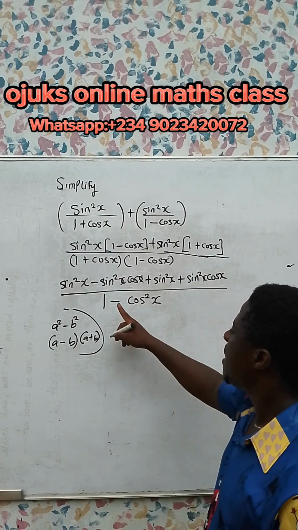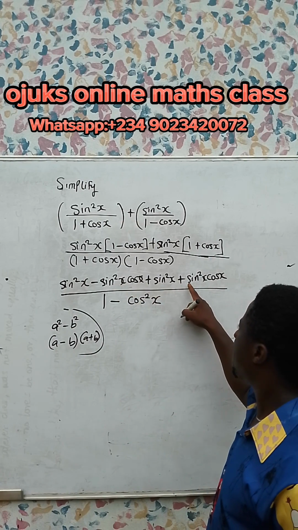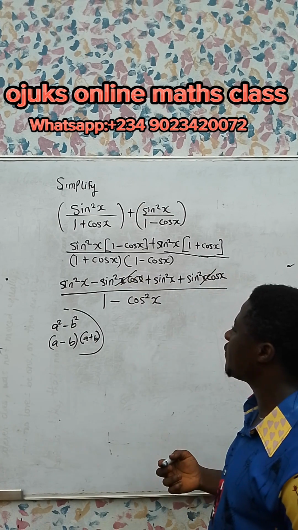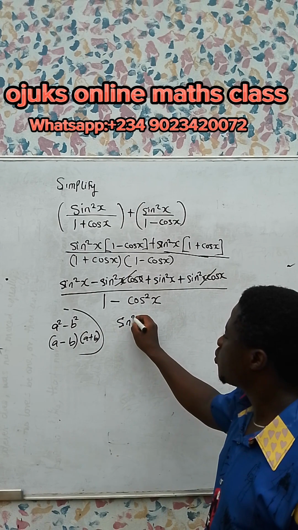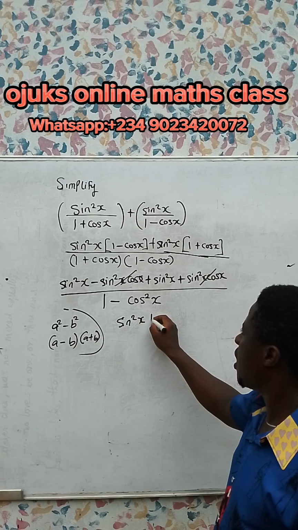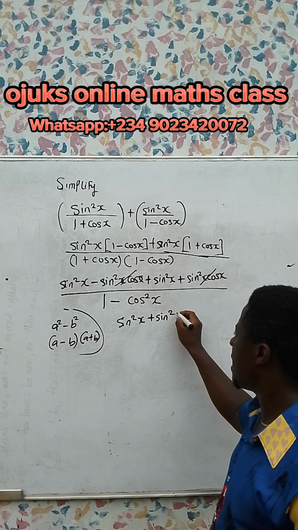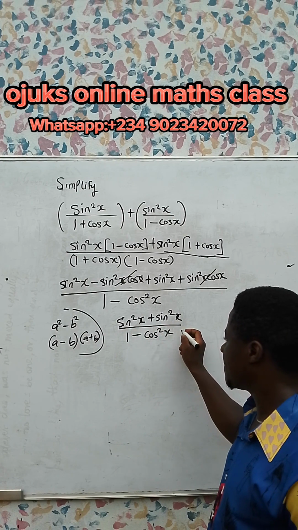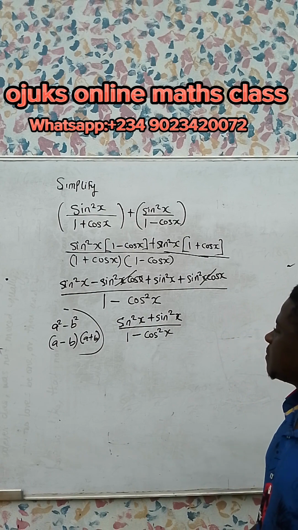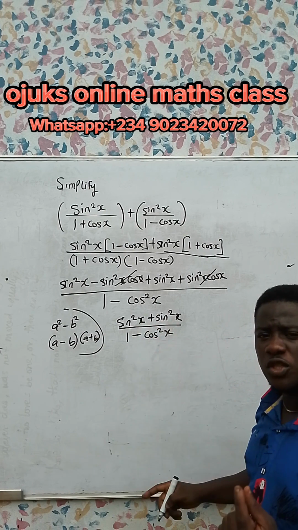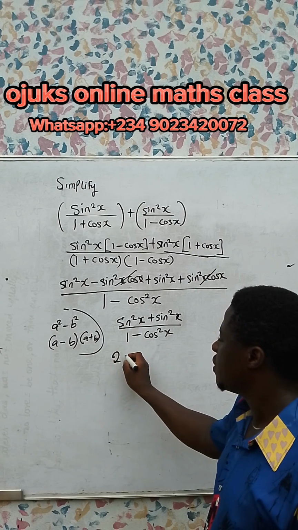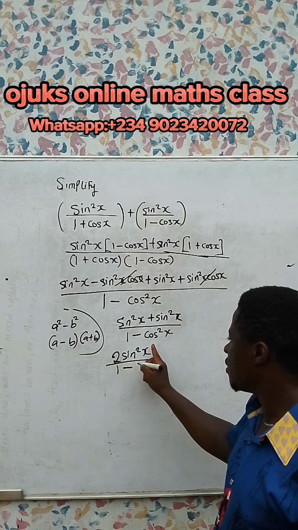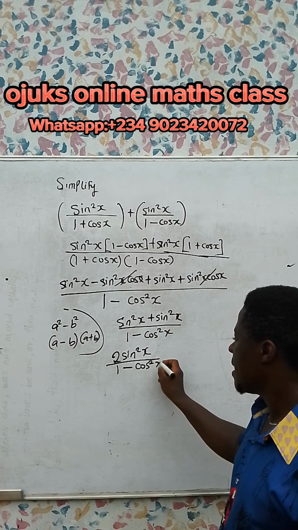Now let's keep solving. Minus sine square x cos x plus sine square x cos x, of course, will cancel themselves out. So we are left with sine square x plus sine square x divided by 1 minus cos square x. Now, let's solve further. Sine square x plus sine square x is 2 sine square x. So we have 2 sine square x divided by 1 minus cos square x.